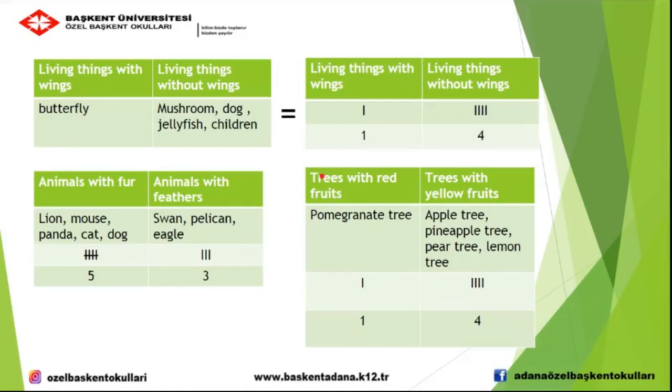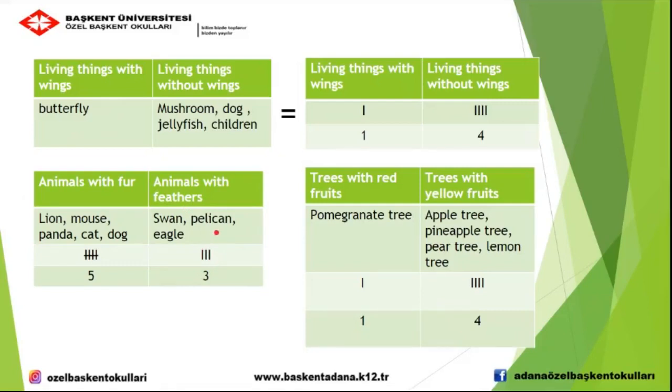You can sort anything if you only have a question. For example, let's sort animals between those with fur and those with feathers. Lion, mouse, panda, cat or dog have fur. That's 5 of them. A swan, a pelican, or an eagle are birds and have feathers. That's 3 of them.